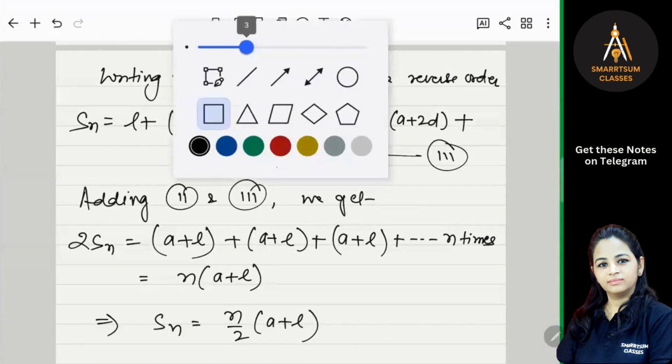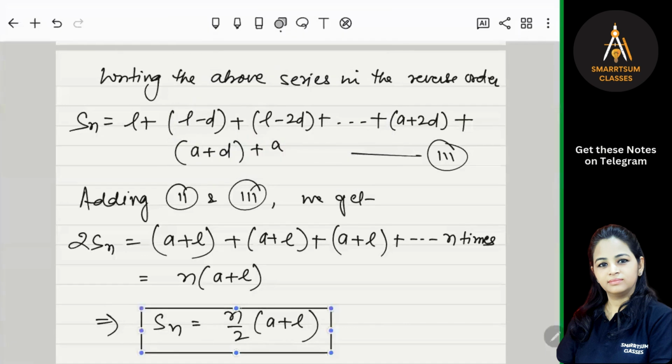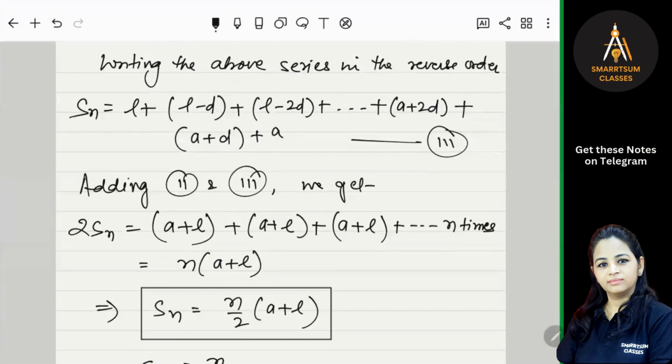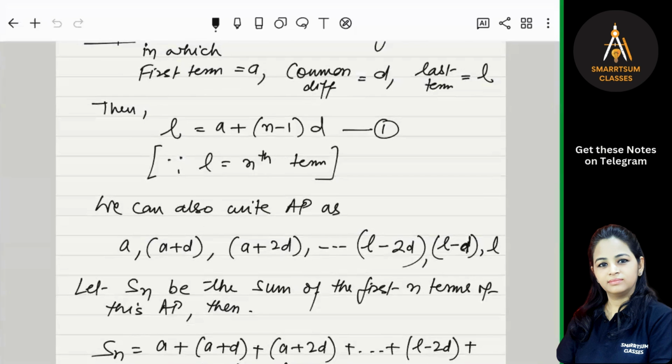So in this way, we have got this form of the formula: Sn is equal to n by 2 (A plus L), right? Now Sn is equal to n by 2. By using the first equation, just look at it. What is L? L is A plus n minus 1 into D. This is the first equation, right?